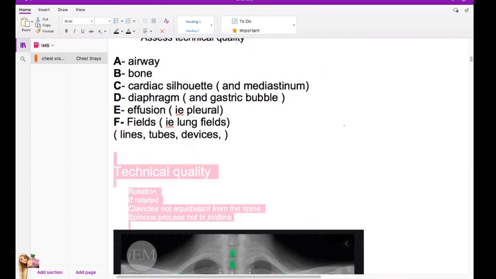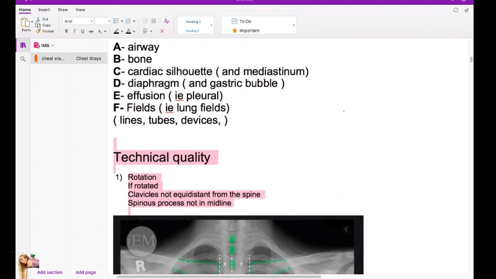For technical quality, we assess three things. The first one is rotation: we look if there is any unwanted rotation in the chest X-ray. The second is suboptimal inspiration, if the patient has not maximally inspired. And the third is the contrast: if the X-ray is too bright or too dark, underexposed or overexposed. So we look for those three things. First is rotation.